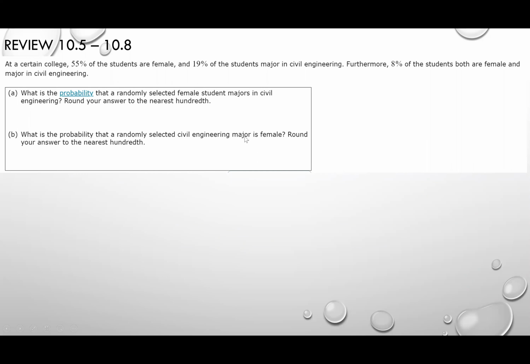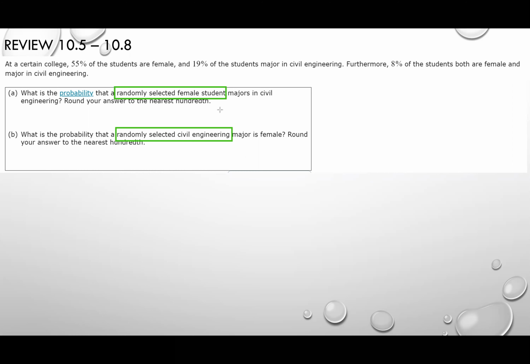So again, this is the first group that you need to take out, which is the female student. Those are your conditional, those are the word given. And again, this is the first group that you need to take out, which is the civil engineer.